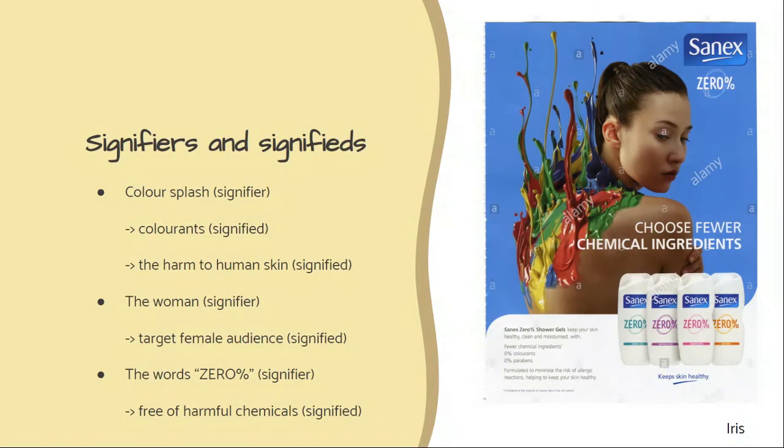There are 3 prominent signifiers in this advertisement. The first one is the color splash, and the signified is colorants, and the associated idea of harmful colorants to skin. Another signifier is the woman, and the signified is the association with the target female audience. The third signifier is the words "0%", and the signified is the concept of free of harmful chemicals.